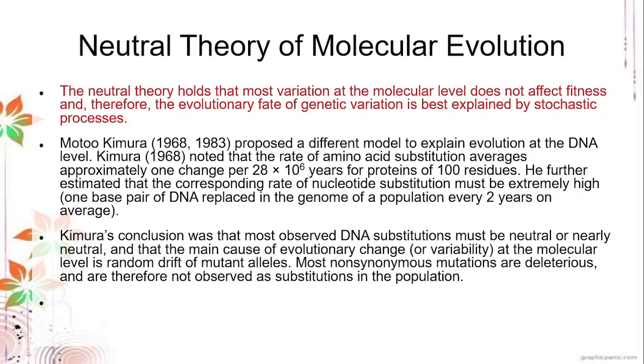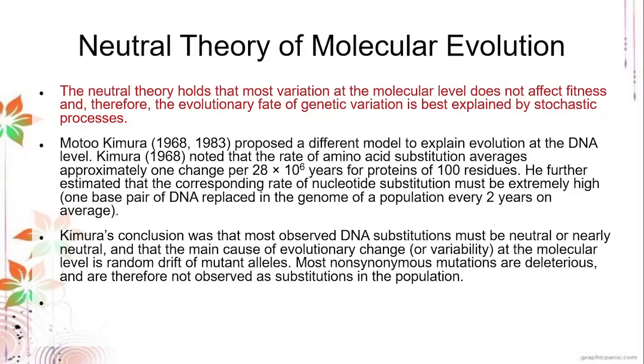So you have Motoo Kimura proposing a model to explain evolution at the DNA level, based on the rate of amino acid substitution, on average approximately one change per 28 times 10 to the 6 years for proteins of 100 residues. So this model by Motoo Kimura provides you with a timeline on how fast a certain amino acid substitution occurs in the genome of a certain lineage. Based on this model, it provides us with data on how many years must occur for that. So again, this is still only a model.